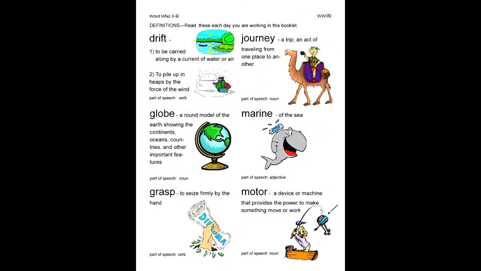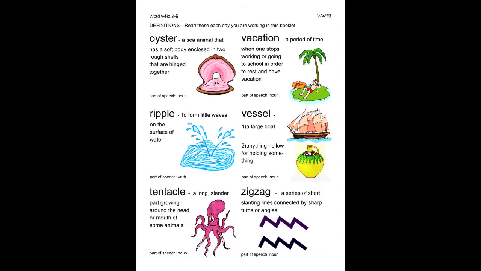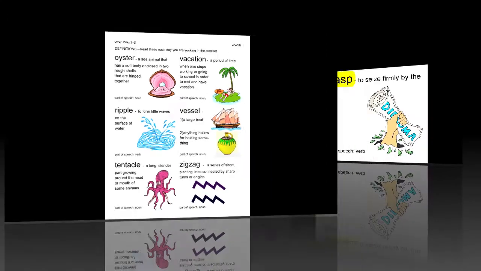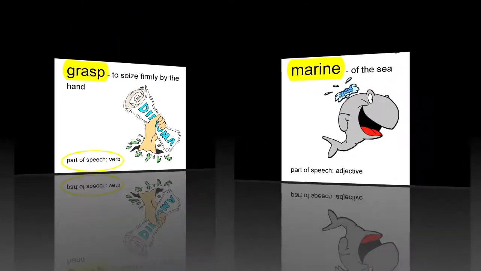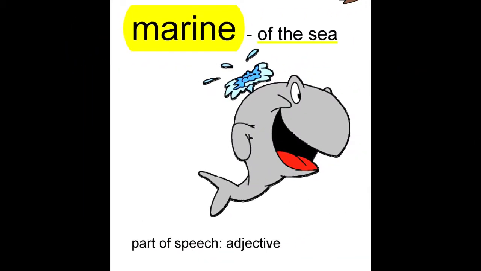On the first 2 pages of this booklet, you will find a list of this booklet's definitions. It is important to read these every day you are working in this booklet. Let's read some together. Grasp, to seize firmly by the hand. Part of speech is verb since grasp is an action word. Marine, meaning of the sea. Part of speech is adjective since marine is a describing word.